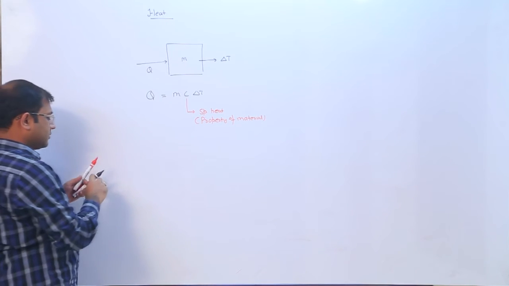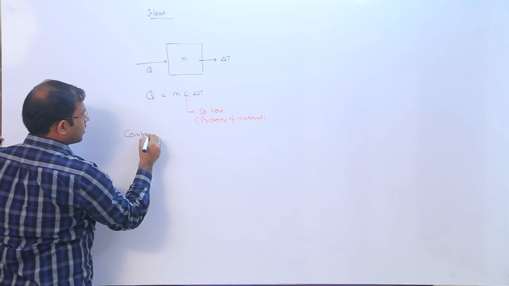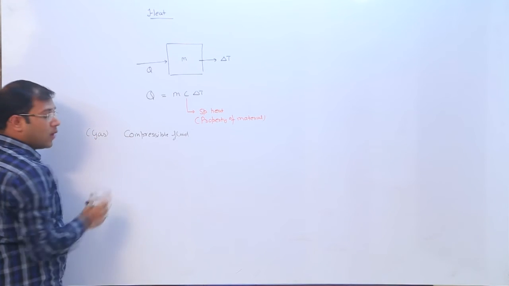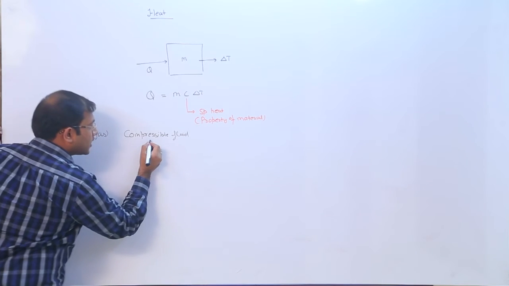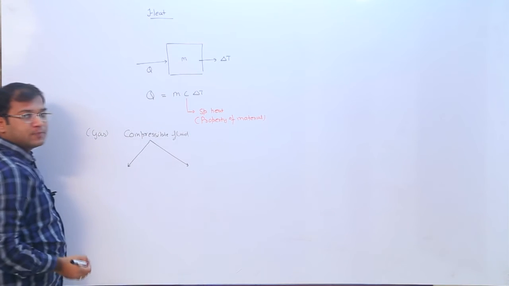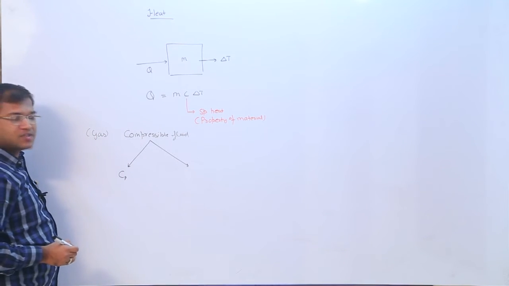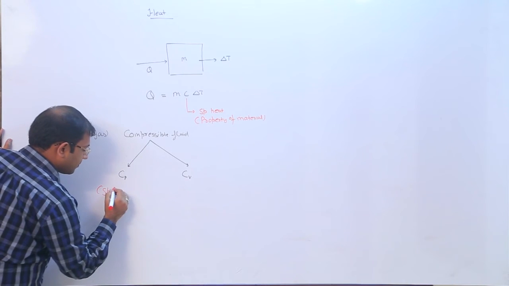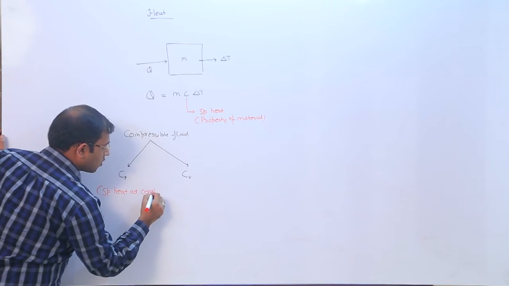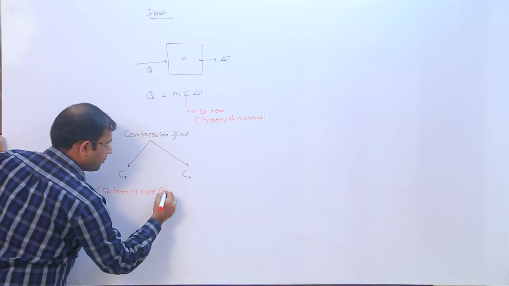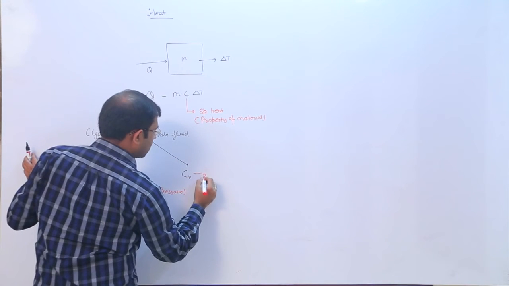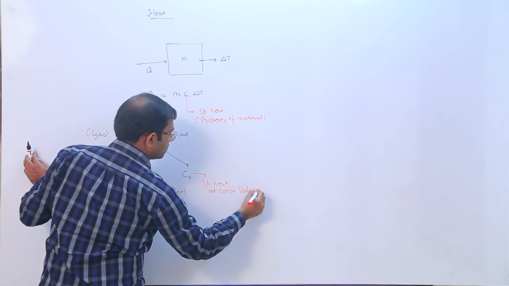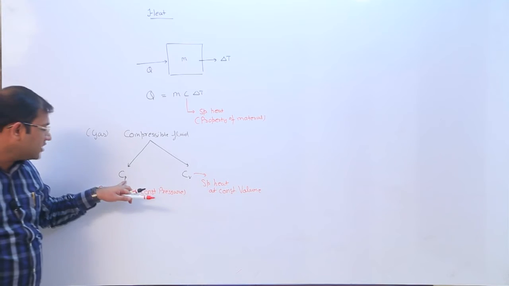Is it okay? Now see students, for compressible fluid, now compressible fluid is your gas, whereas the incompressible fluids are your liquids. For compressible fluids, each fluid has got two specific heats, the specific heat at constant pressure and the specific heat at constant volume. This is your specific heat at constant pressure, and this is your specific heat at constant volume. Now let us understand the difference between Cp and Cv.